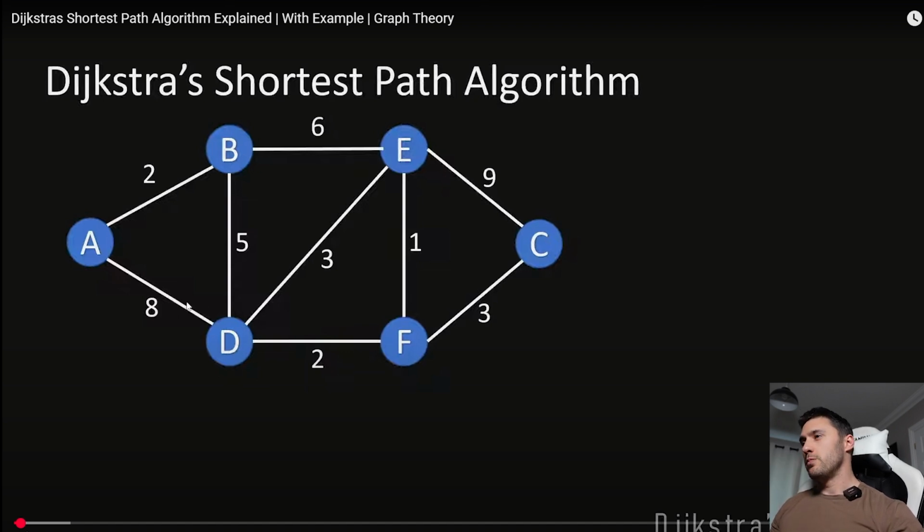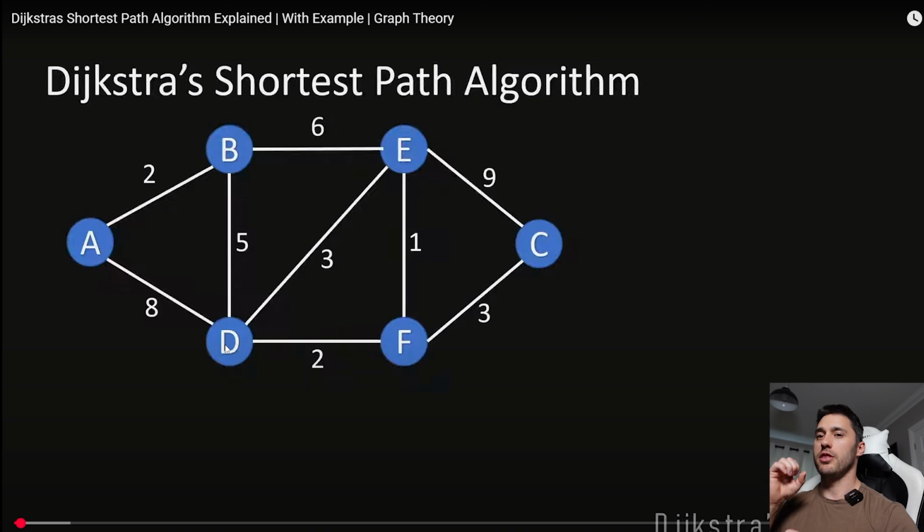So the way that you basically solve this problem is you take A as your initial path here with a distance of 0, and you look at all the neighbours of A. So A can go to B with a distance of 2, and it can go to D with a distance of 8. So you then generate kind of a table. You know, the distance to B is 2, the distance to D is 8.